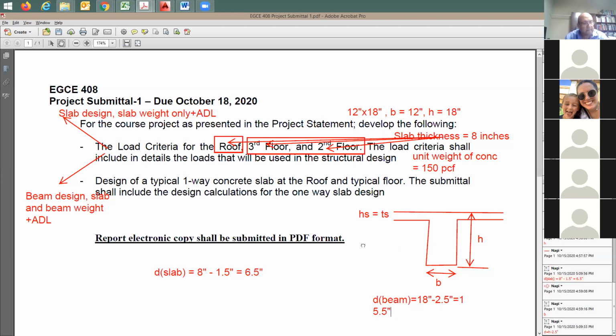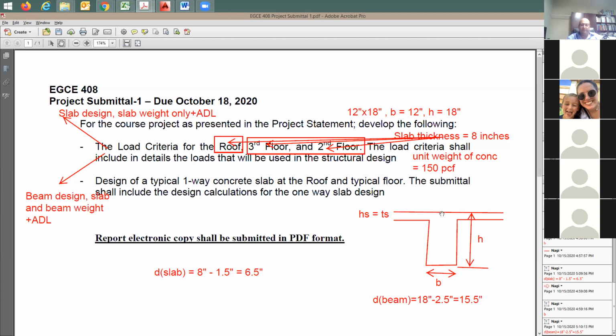So for the slab, the D prime is also 1.5. Which one? The D prime. It's the bottom steel bars. D prime for the top compression reinforcement. Yes, it's going to be 1.5. 1.5 is good, or 2 inches is good.